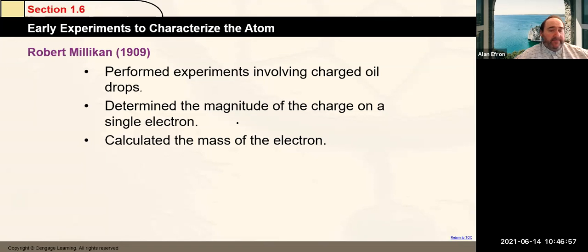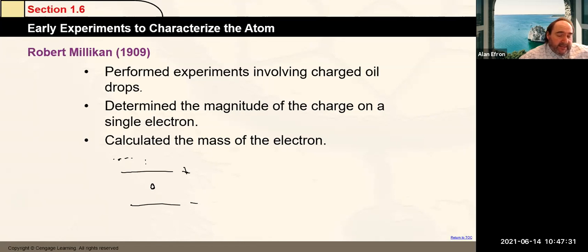In the oil drop experiment, much like the name implies, he took charged oil drops and put them into a chamber where he had an electrical field, a positive plate and a negative plate. He dropped these oil droplets in there and turned on the electrical field. He was able to adjust the electrical field in such a way that the oil droplet just hung there. It wouldn't fall, it wouldn't go up, it wouldn't go down. It was just suspended there.